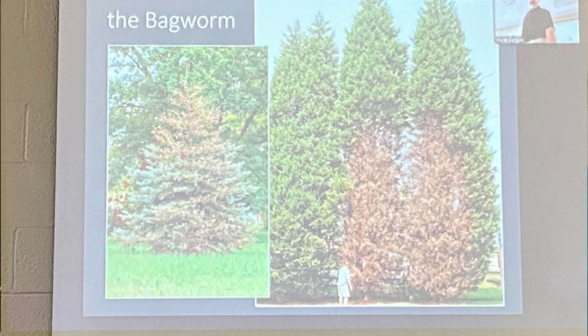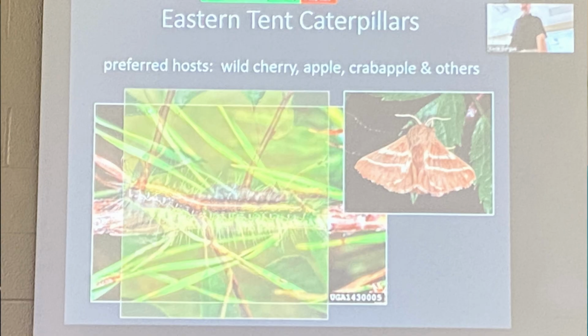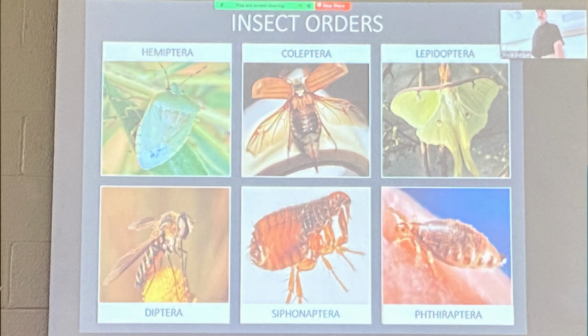The bagworm, we've probably all seen this too. They can be destructive, and that's what it looks like. Eastern tent caterpillars. Preferred hosts: wild cherry, apple, crabapple, and others. Insect orders, and we just kind of went through that. The Hemiptera, Coleoptera, Lepidoptera, and the like.